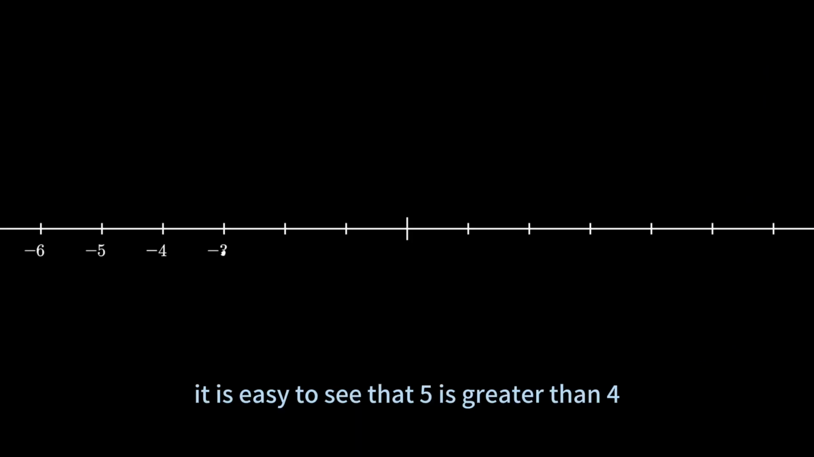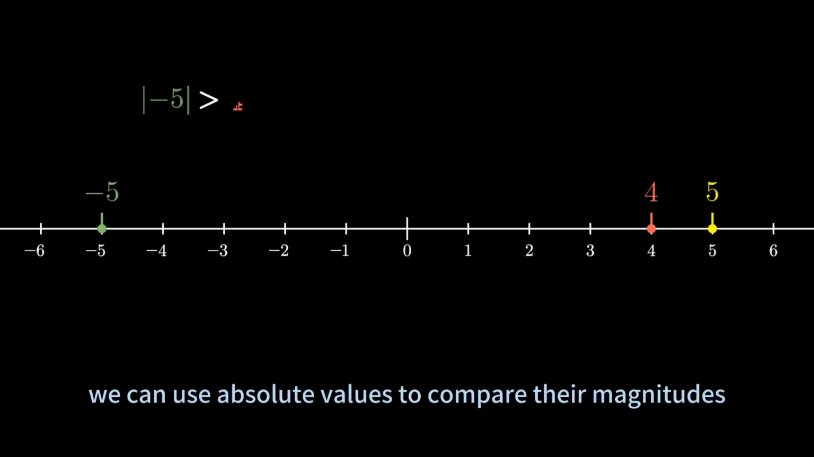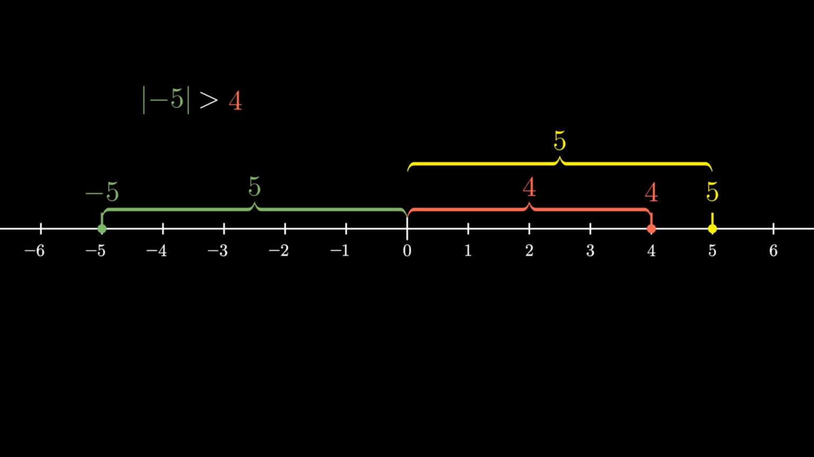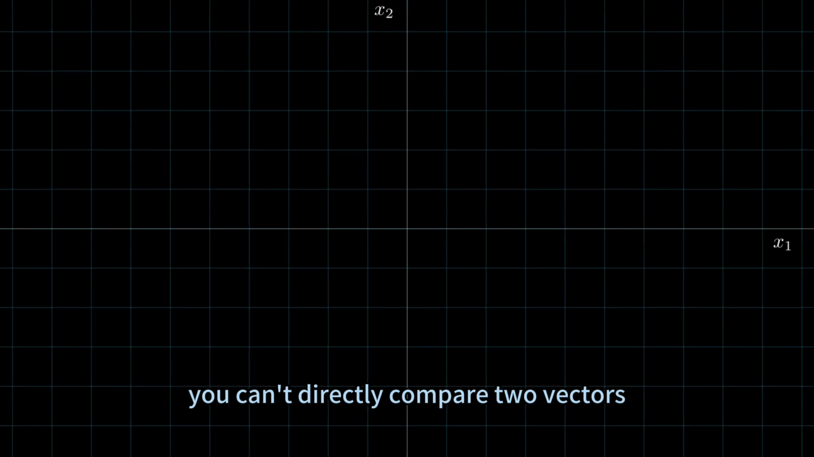On the number line, it is very easy to see 5 is greater than 4. Even when the signs are different, like comparing -5 and 4, we can use absolute values to compare their magnitudes. The absolute value is just the distance between any number to the origin. But in 2 or higher dimensions, you cannot directly compare 2 vectors.